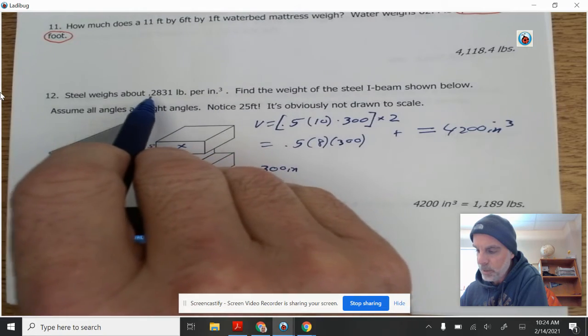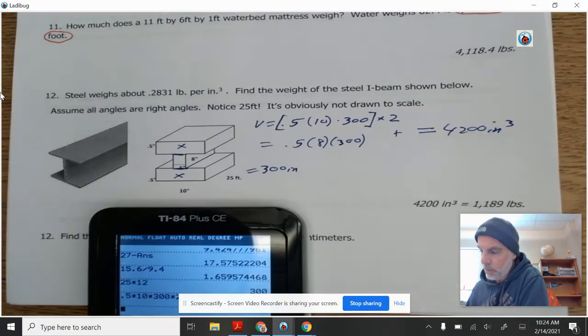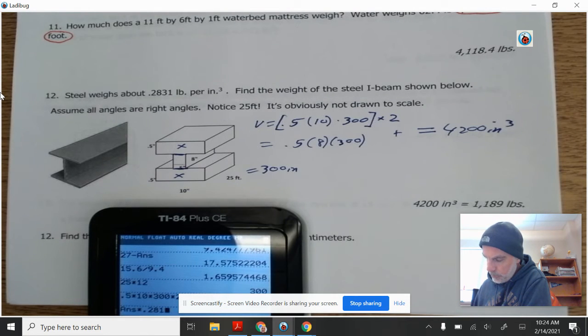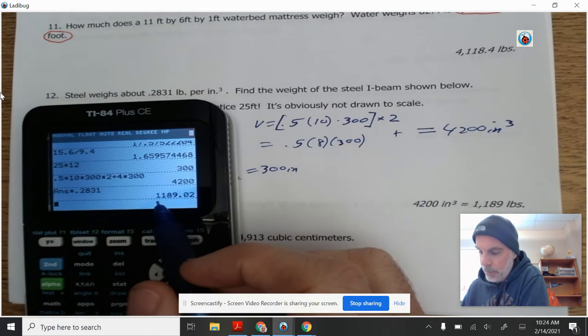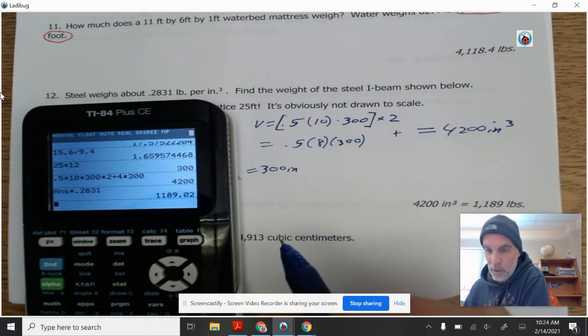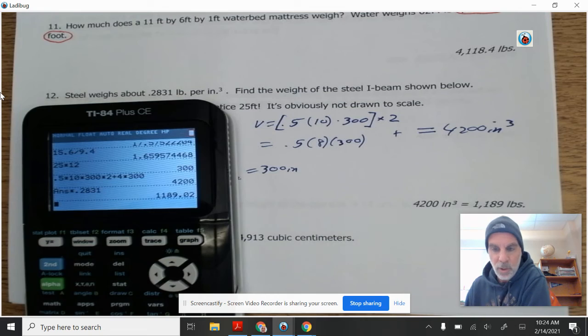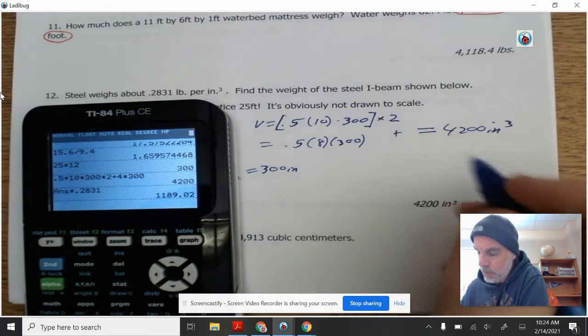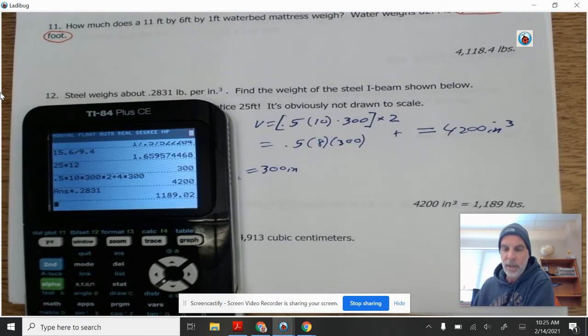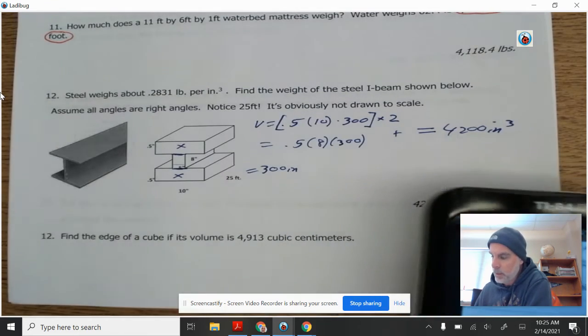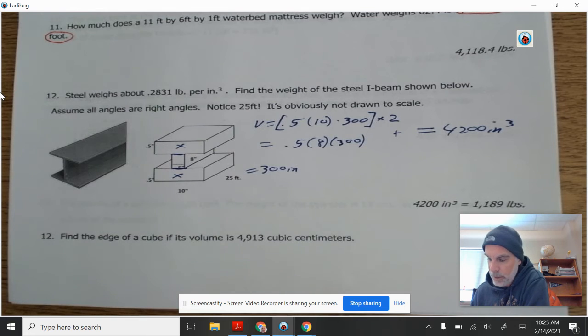So steel weighs this much per cubic inch. I'm going to multiply that by 0.28. And there's where I would get that my I-beam weighs this many pounds. So now we jumped up there immediately. A long I-beam, it's heavy. That's why you see cranes all the time lifting these things when they're lifting steel and setting it in place. It's a 1,189 pound beam. Can't necessarily lift that by hand all day, every day.